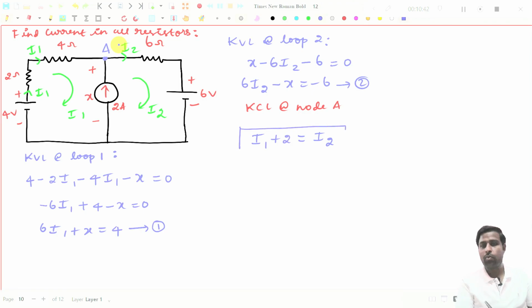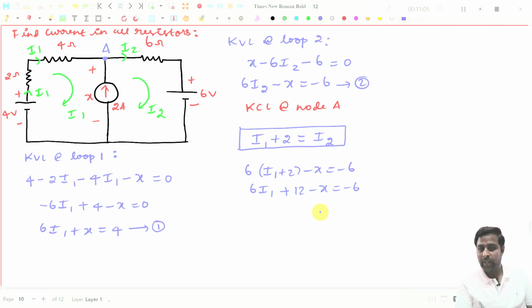So now what you do? You just substitute this I2 in the second expression. So what you will get? 6 into, instead of I2 I will get I1 plus 2, minus x will be equal to minus 6. So if you substitute, what I will get? 6I1 plus 12 minus x will be equal to minus 6. So you bring this to the other side, 6I1 minus x will be equal to minus 18, right? Minus 18, plus 12 will go to the other side. So this is expression number 3.